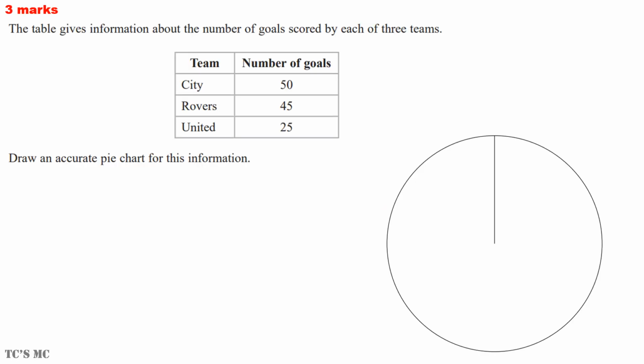The table gives information about the number of goals scored by each of 3 teams. Draw an accurate pie chart for this information. A pie chart consists of sectors. We need the size of each angle of the sectors that represent the teams. So I need another column called angles. We also need the total. We need the total goals, which is 120, and we need the total angles, which is 360 degrees. To go from 120 to 360, we need to multiply by 3. Do the same above.